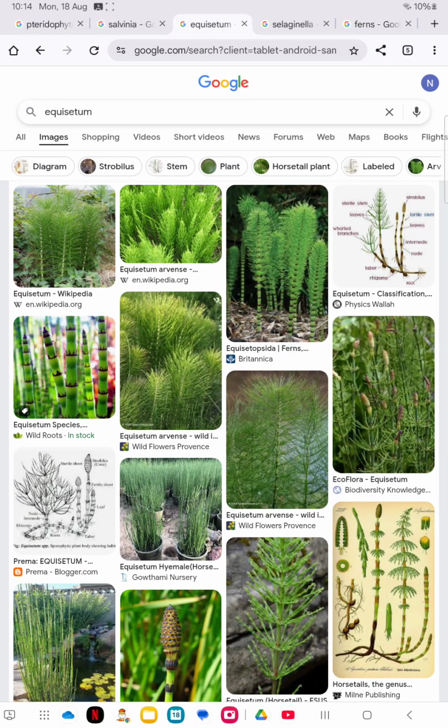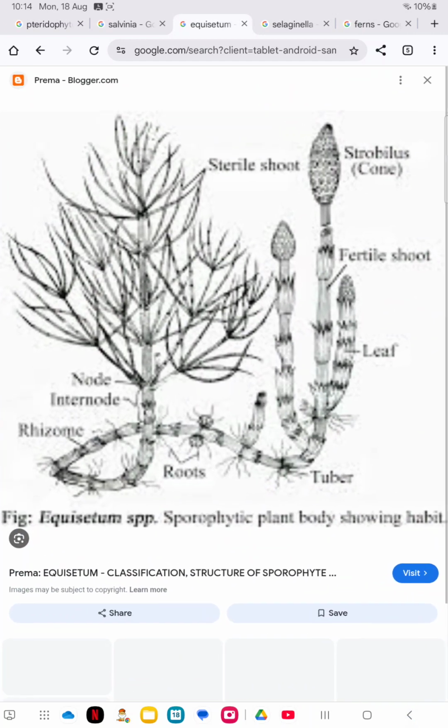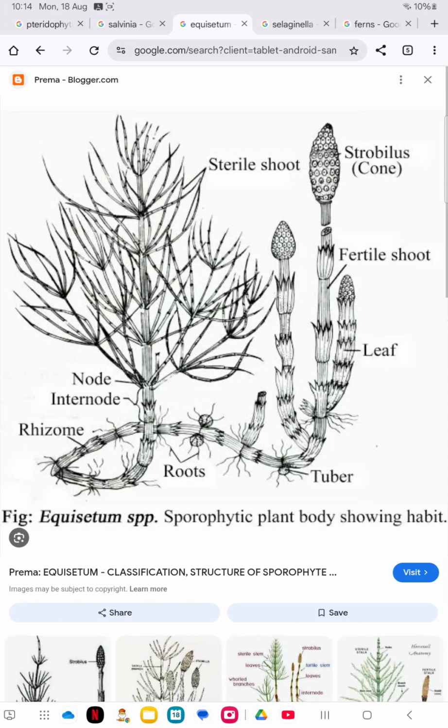These are the plants of the pteridophytes. Equisetum has strobili, which are cone-shaped. It contains roots, stem and rhizome to be grown.